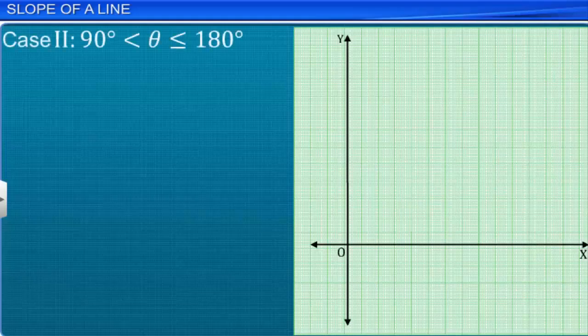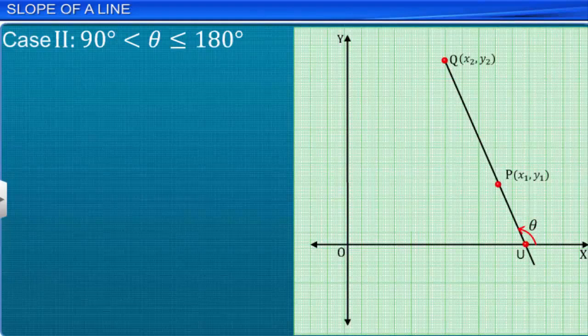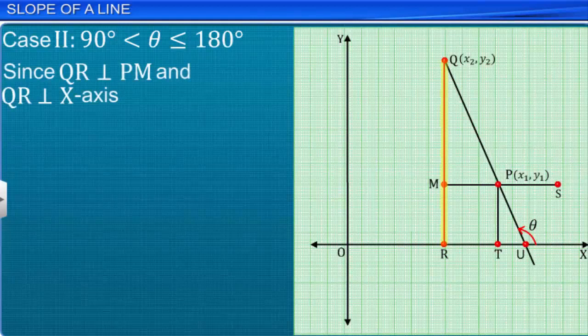Now consider the case when inclination theta is an obtuse angle. Draw perpendiculars QR and PT onto the x-axis. Draw perpendicular PM from P to QR and extend MP to S. Since QR is perpendicular to both the x-axis and PM, we have PM parallel to the x-axis.